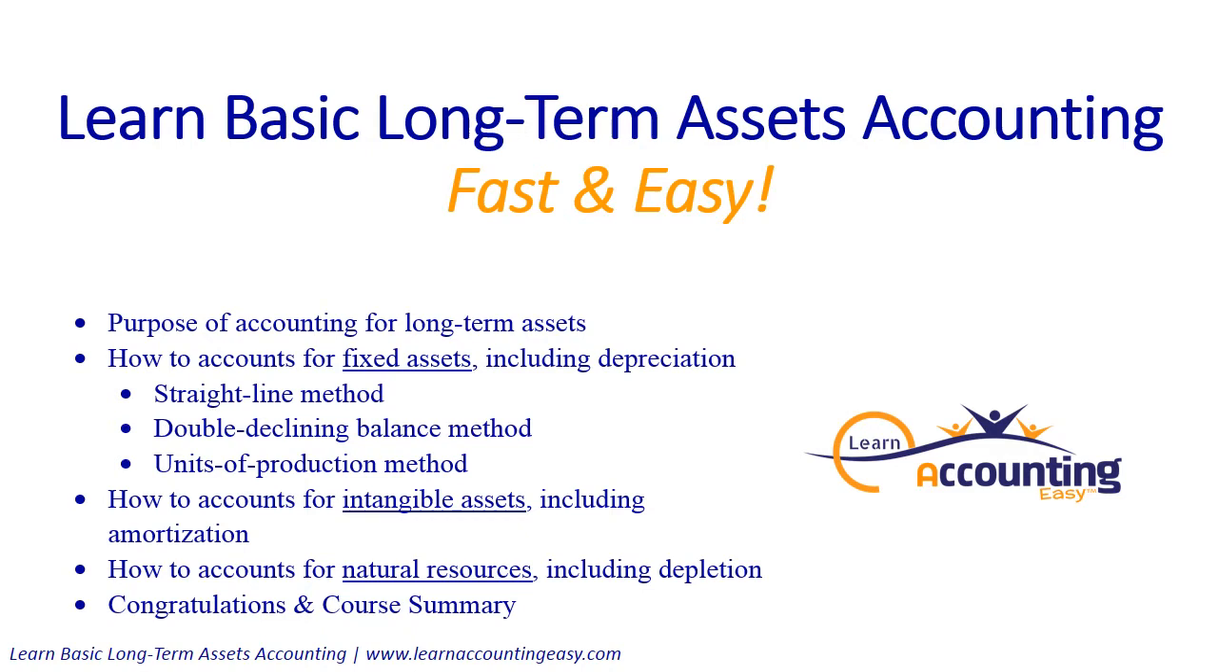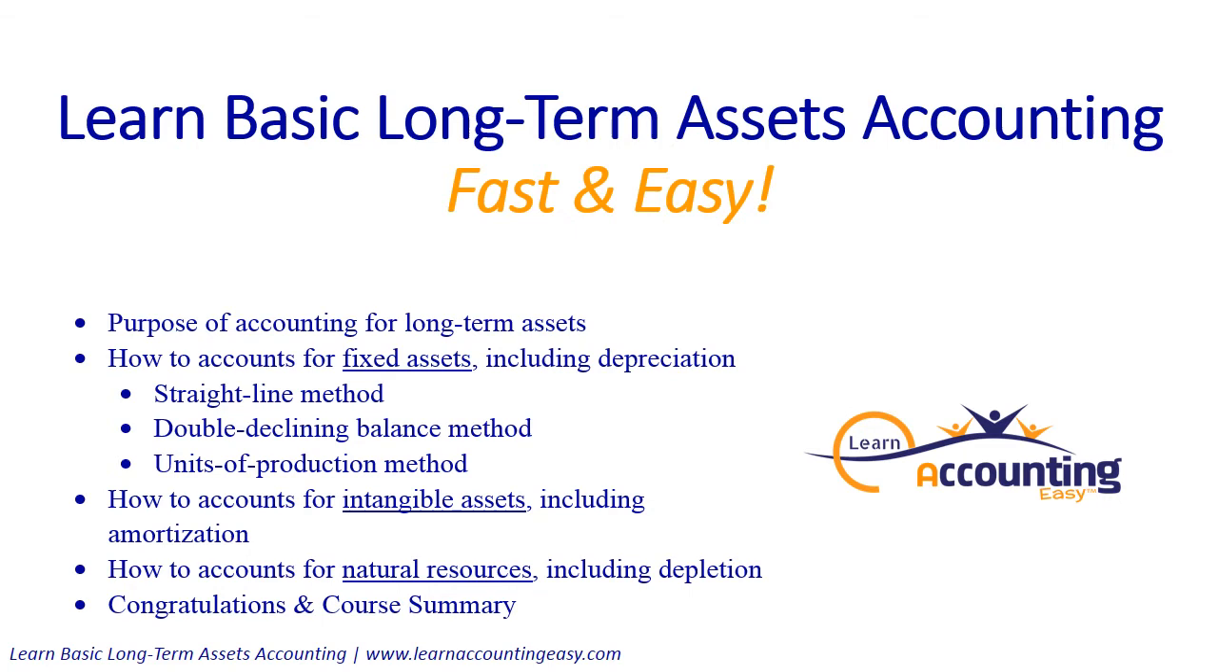And we'll see that it really has everything to do with the initial cost of the items and then the using up of those items over time. We will look at fixed assets, also known as plant assets, so these are tangible items. And we'll ask, how do we record the cost of the various kinds of fixed assets? And then how do we record the depreciation or the using up of those items? We'll have three methods to look at: straight line method, double declining balance method, and units of production method.